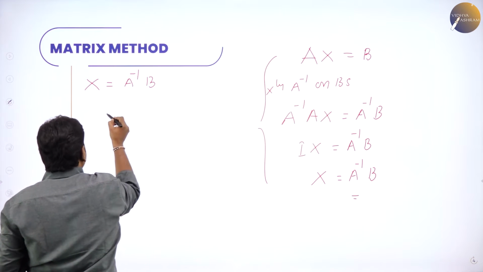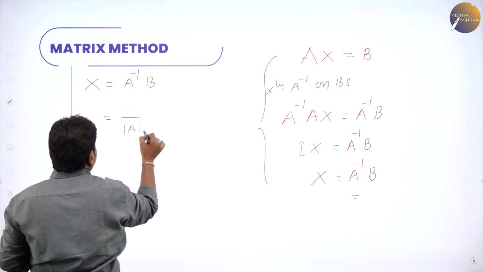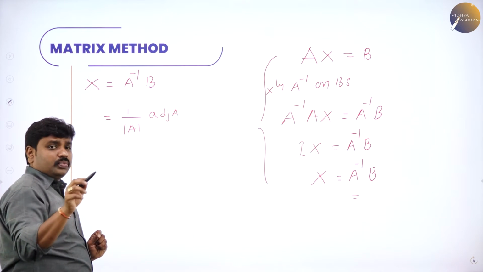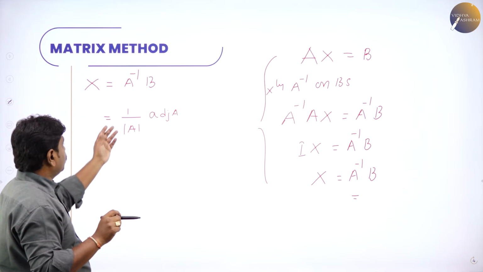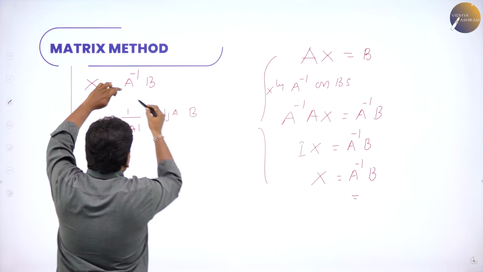All of you know the A inverse value also. In my last class I taught you how to find A inverse: 1 by determinant A into adjoint A. That's why I gave you homework to solve inverse. So now you can apply this. 1 by determinant A into adjoint A into what? B. Now I wrote the A inverse formula.